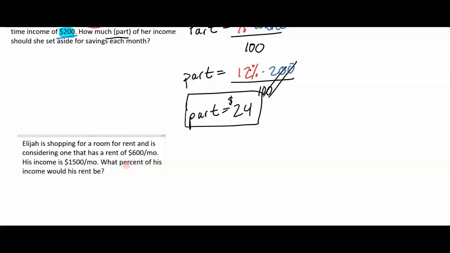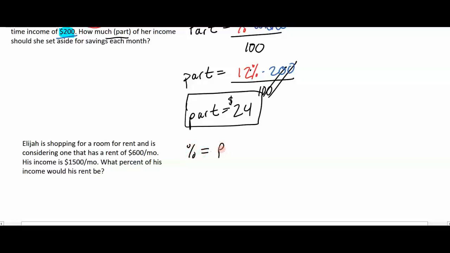Because as a general rule of thumb, ideally we say your housing, your rent or mortgage shouldn't be more than like 33% of your income, but in California that's usually 50. It's one of the most expensive places for housing, right? So we want to find out what percent of his income this rent would be. Make sense? Okay, so my first question is going to be, am I searching for a percent or for a part? A percent. So I'm going to use my percent formula.